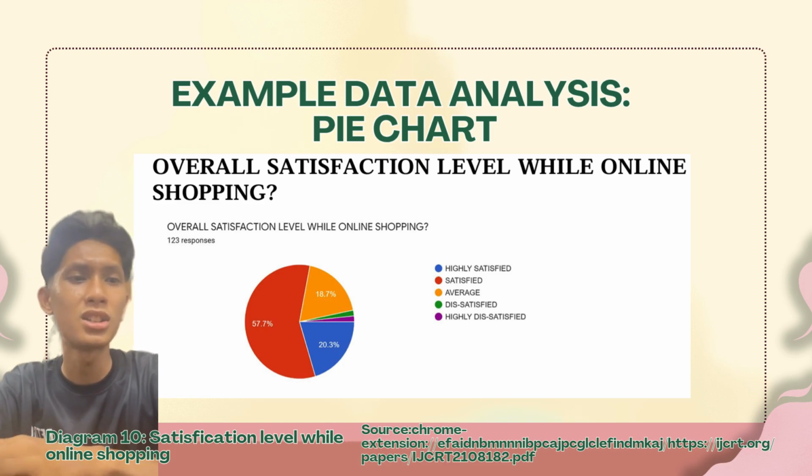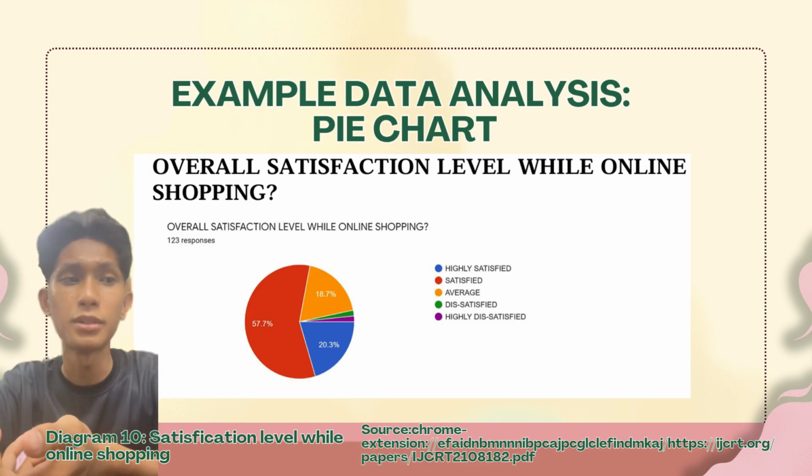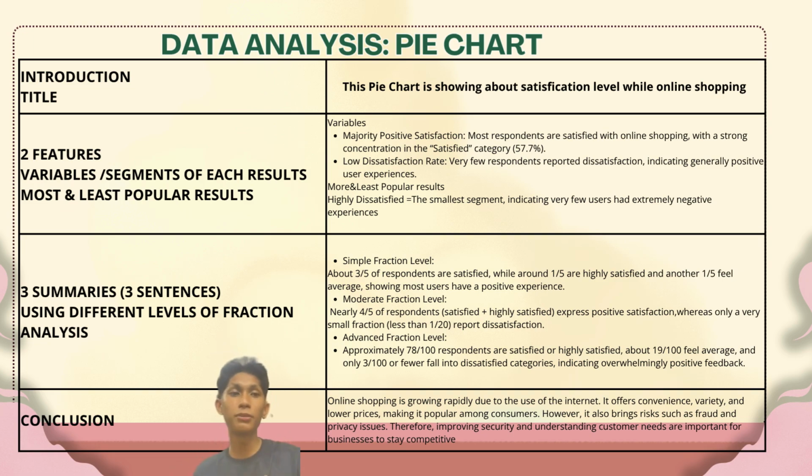This pie chart clearly shows the overall satisfaction level of users when it comes to online shopping, and the message is very strong. Let's start with the key features. The data is divided into 5 categories: highly satisfied, satisfied, average, dissatisfied, and highly dissatisfied. What stands out immediately is that the satisfied group dominates the chart. This tells us that most users are genuinely happy with their online shopping experience.